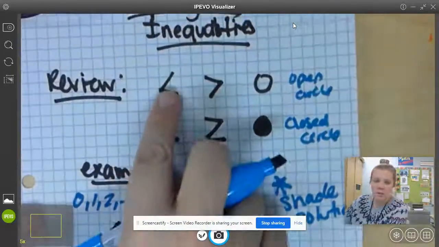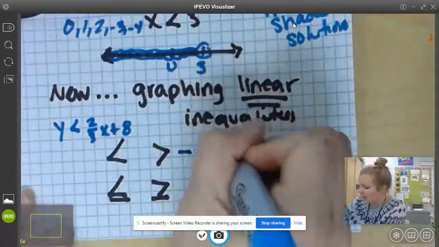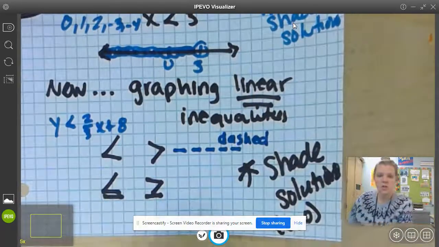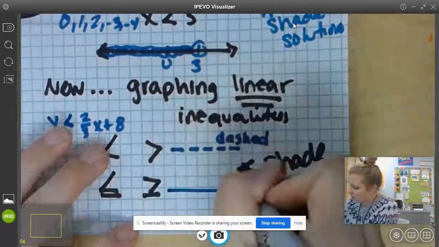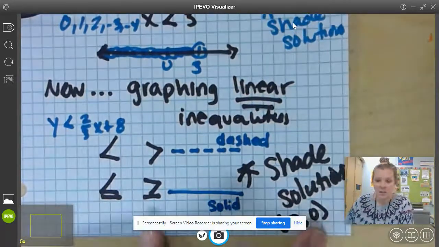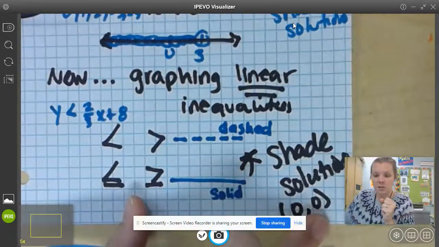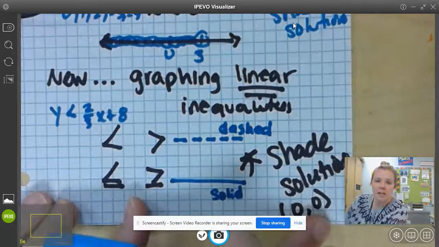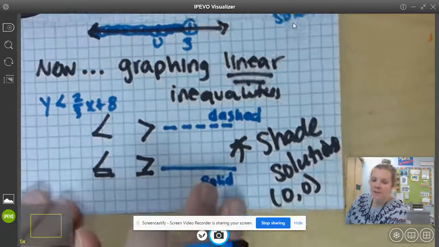Just like with the regular inequalities, it's an open circle. When we graph lines, it's going to be a dashed line. So when you're graphing these, you're going to first decide if it's going to be a dashed line, or if it's underlined, it's a solid line. And then you have to decide where to shade. Just like with the number line up here, we had to decide if it was an open or a closed circle to know which direction to shade. We have to do the same thing with these linear inequalities. We have to decide, is it a dashed or a solid line? And then we have to decide where to shade.